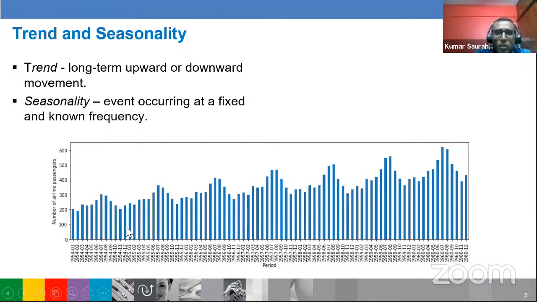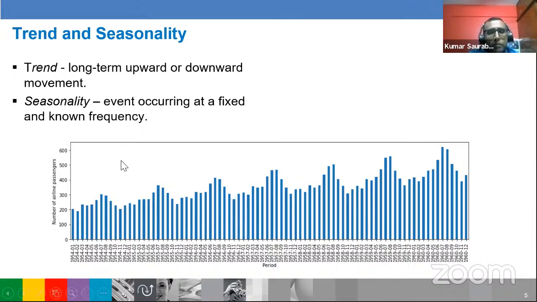And if I plot it, then visually I see two things happening. One thing is that over the years, this number is going up, right? The number of airline passengers is going up. In the time series context, this kind of pattern is called a trend, when there is a long-term upward or downward movement. In this particular case, you see there is an upward movement. With time, it's increasing. So there is a trend in the data.